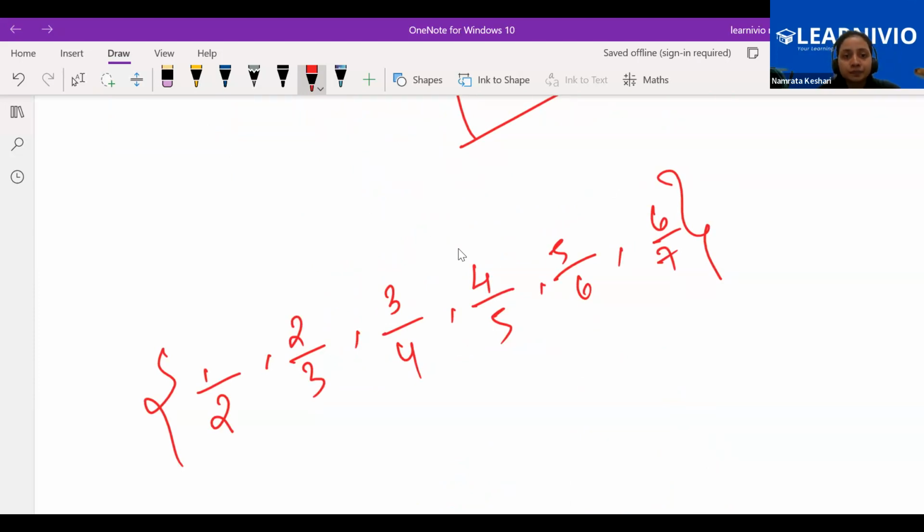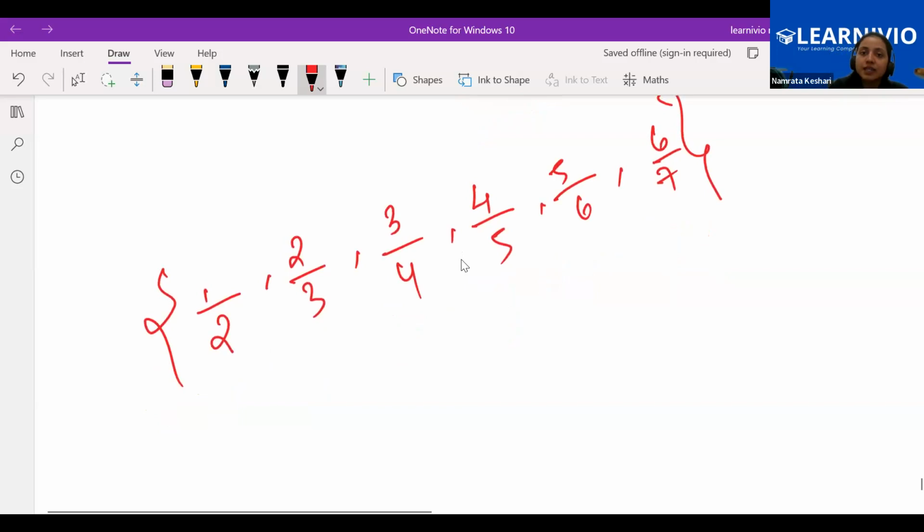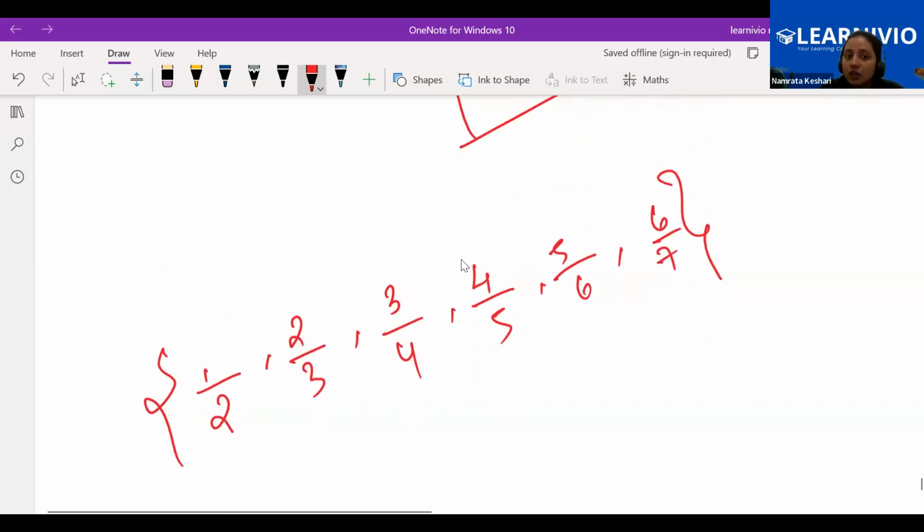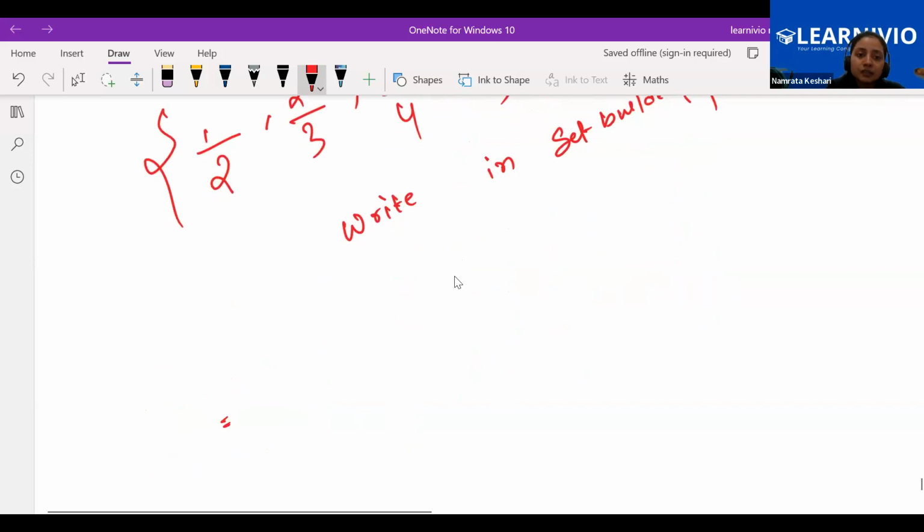Yes, it is given in roster form. We have to write it in set builder form. X is... Okay. So basically it's set of all x such that x equals to what?